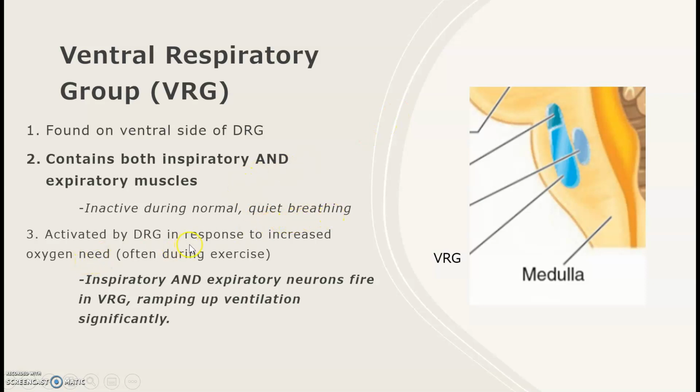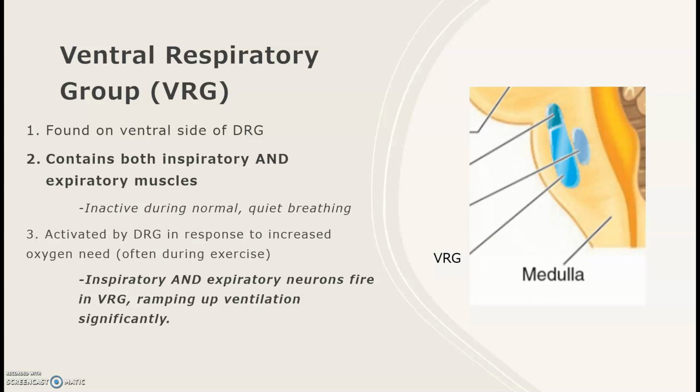This ventral group is activated by this dorsal group once there's an increased oxygen need. This is often during exercise when you just naturally start breathing harder without thinking about it. So when you think about breathing harder or exercising, obviously you don't want passive relaxation of your diaphragm and of your internal or external intercostal muscles. You want them to relax quickly, or in other words, to expire quickly so that you can breathe in again, therefore bringing in more oxygen and expelling more CO2 during times of high demand.